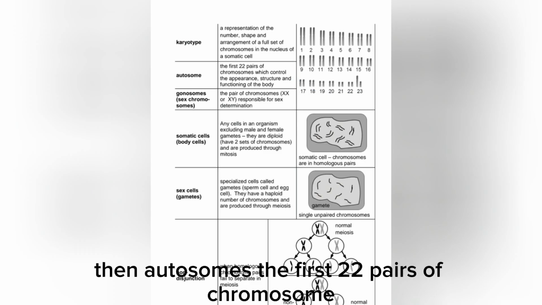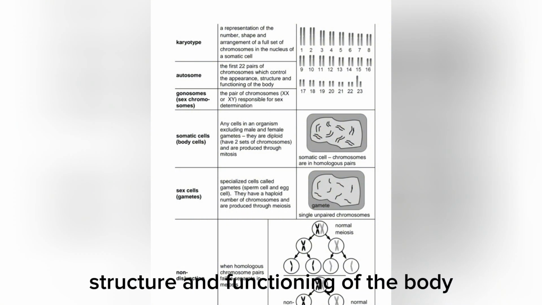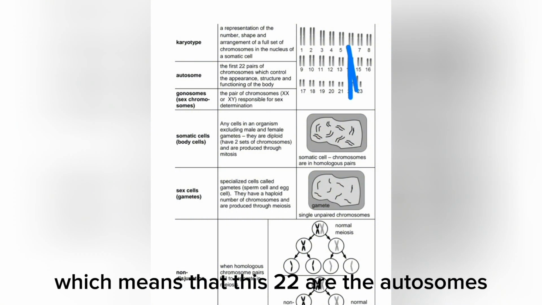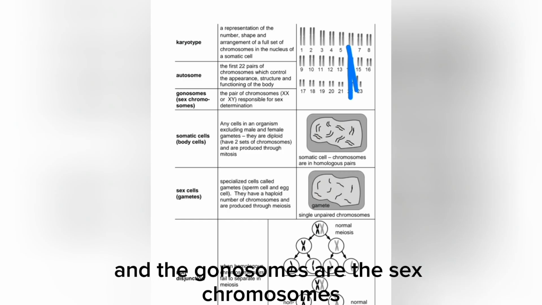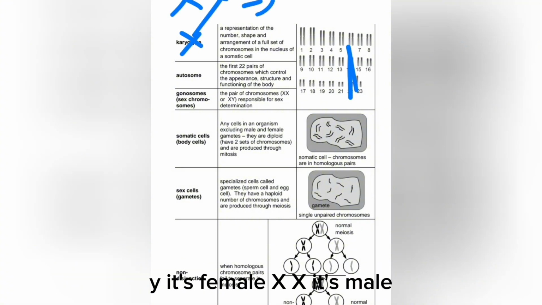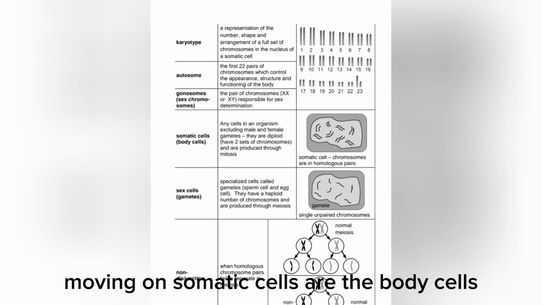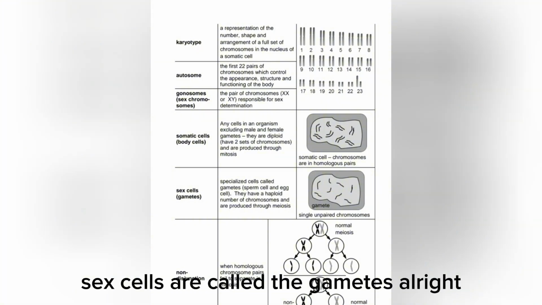Then autosomes: the first 22 pairs of chromosomes which control the appearance, structure, and functioning of the body, which means that these 22 are the autosomes. Then the gonosomes are the sex chromosomes that determine your gender, whether you're going to be a male or a female. XY, it's male. XX, it's female. Okay. Moving on. Somatic cells are the body cells. Sex cells are called the gametes. Alright.